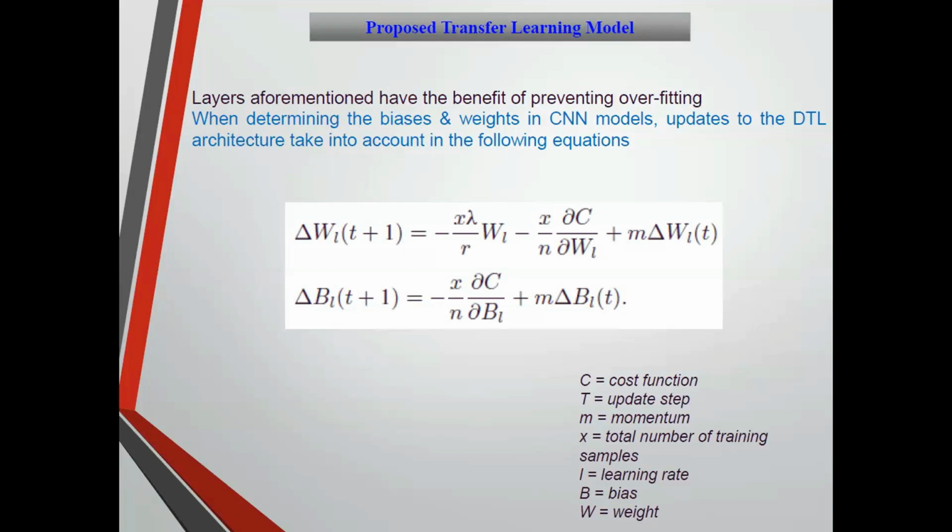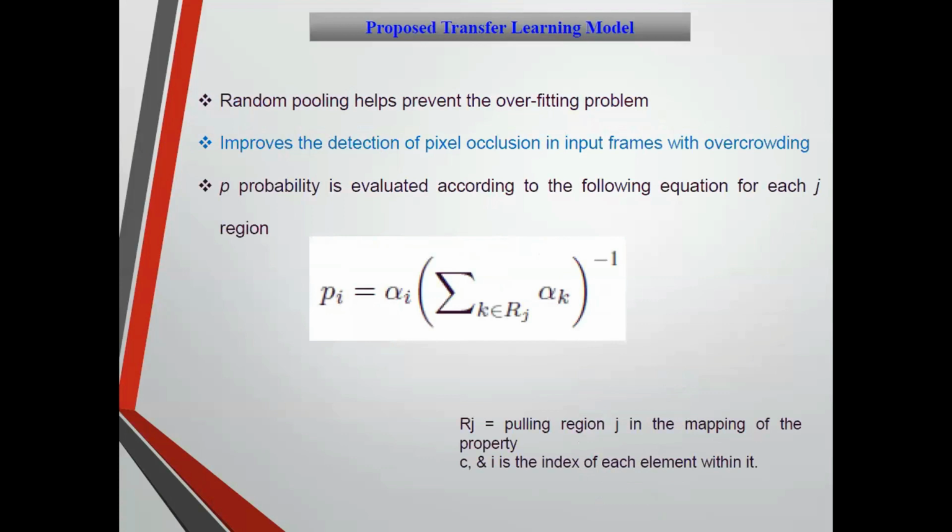So then, determining the biases and weights in the CNN model, we update the deep transfer learning schemes to take into account the following equations. Here C is the cost function, T is the update step, M is the momentum, X equals the total number of training samples, L means learning rate, B means bias, W means weight. Because of that, later we have added some weighting functions for normalizing the data. Next, random pooling helps prevent the overfitting problem.